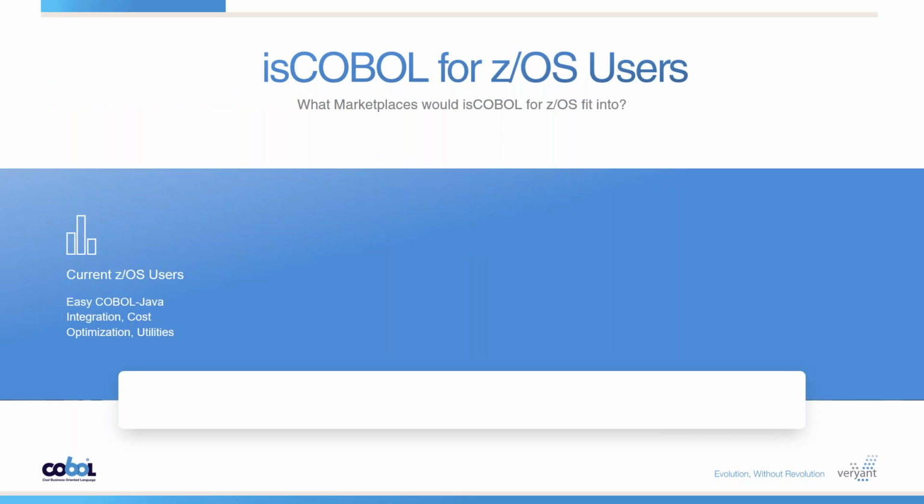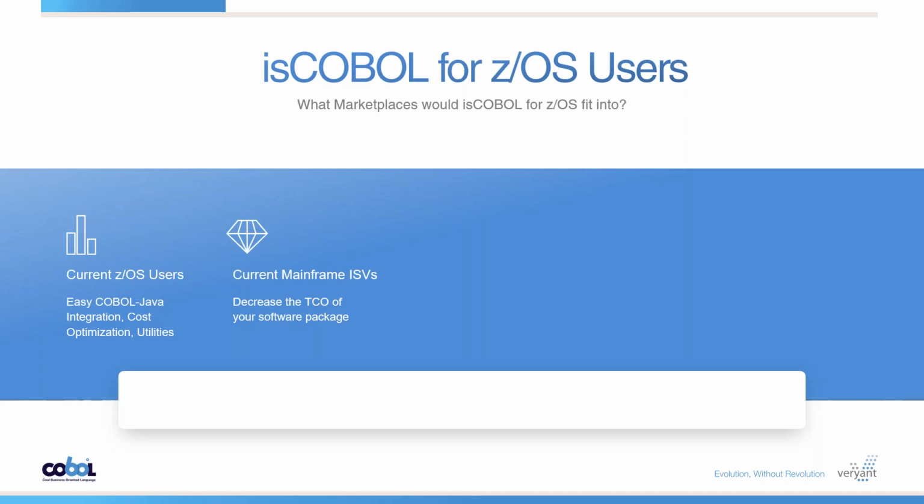Currently, zOS developers and users would definitely benefit from implementing some zOS Unix usage, either using the straightforward COBOL to Java integration and getting mainframe cost optimization with zIIP, which we're going to discuss a little bit later. But there are other groups that would benefit from this Unix on zOS.